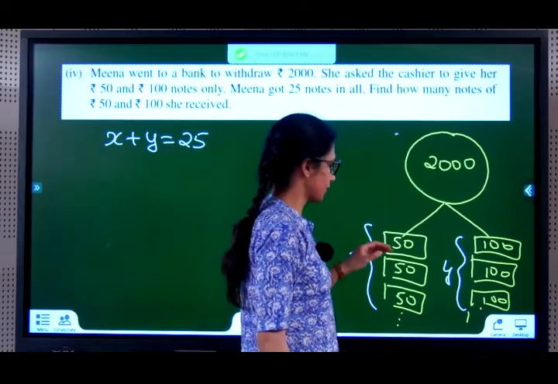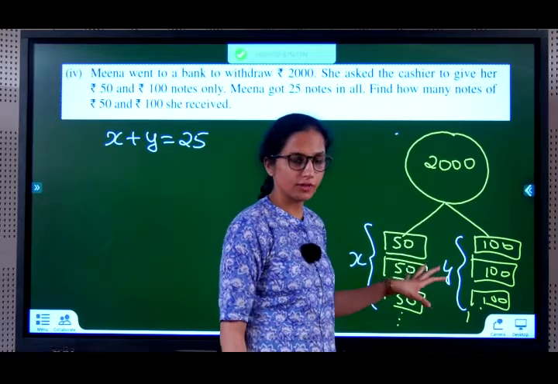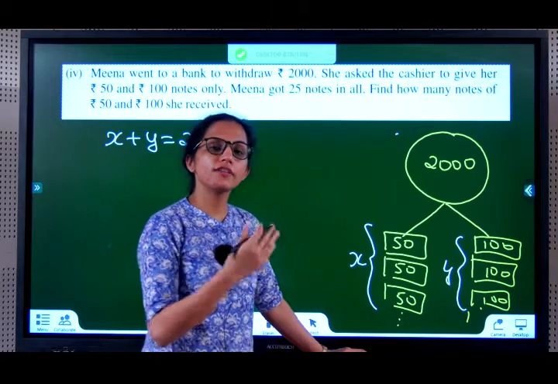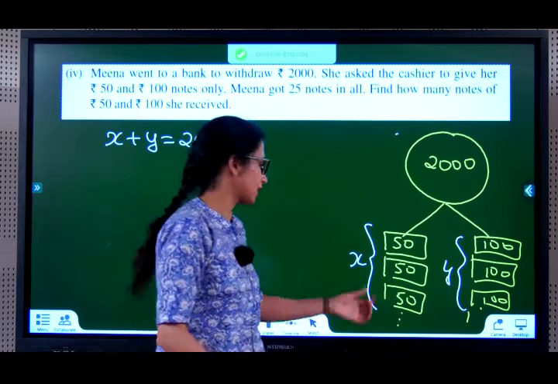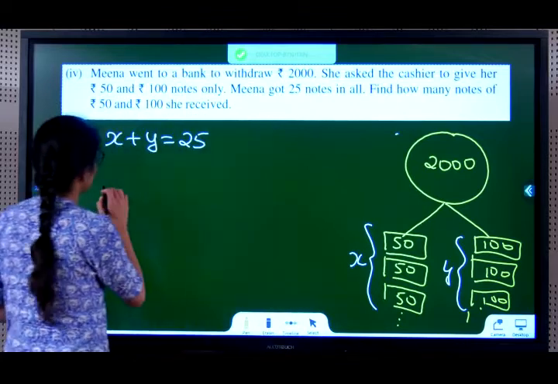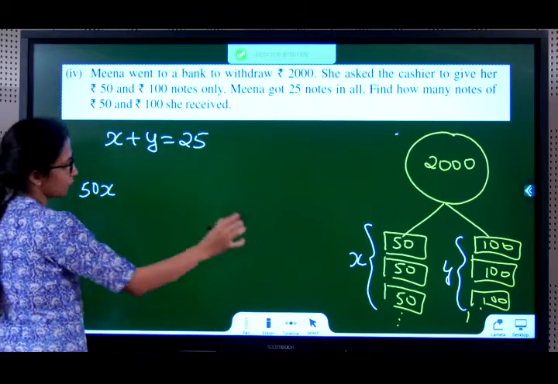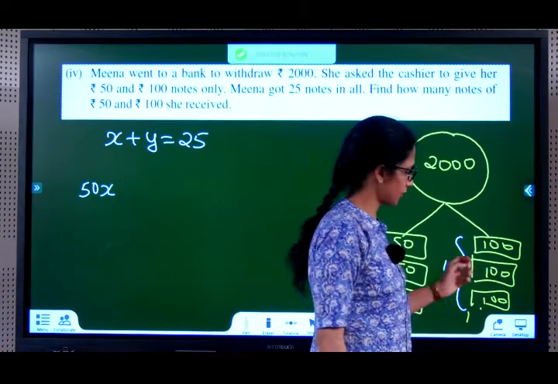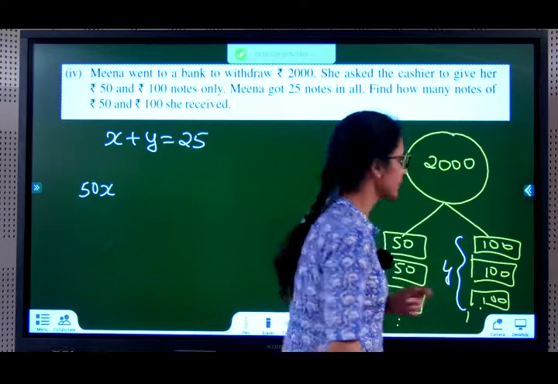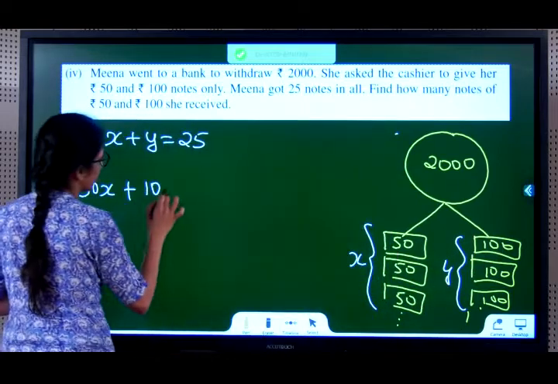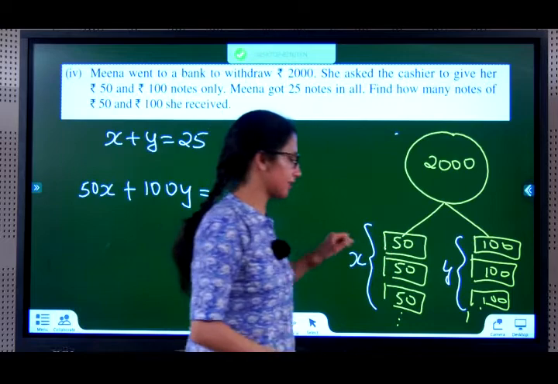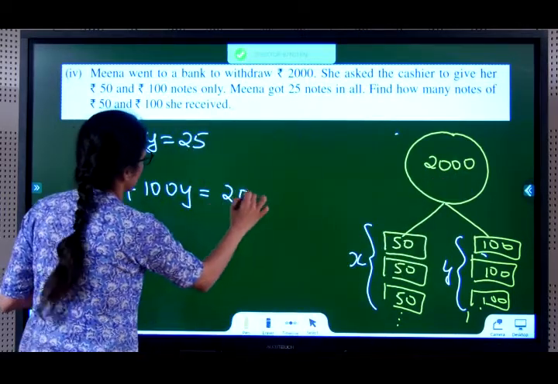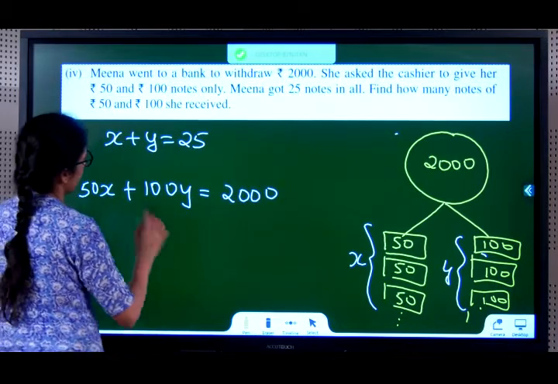Now 50 rupees, 50 rupees, 50 rupees. If there are 3 notes, total money 150 rupees, correct? 4 notes, 200 rupees. 5 notes, 5 into 50. 6 notes, 6 into 50. x notes, x into 50. So 50x rupees comes from here. 1 note, 100 rupees. 2 notes, 2 into 100. 3 notes, 3 into 100. y notes, y into 100. So 100y. This much money is coming here, this much money is coming here. But we already know total money is 2000. So I get this. So we have 2 equations now.